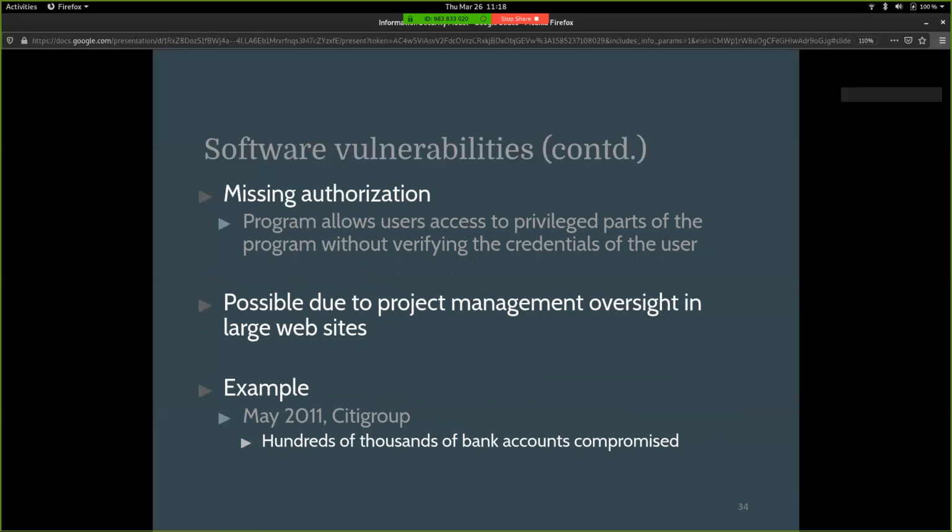Missing authorization, so making sure that you have escalated privilege or you put checks in place where you need those credentials of the user and they get verified at certain checkpoints, especially if you're going to do something that requires escalated privileges.